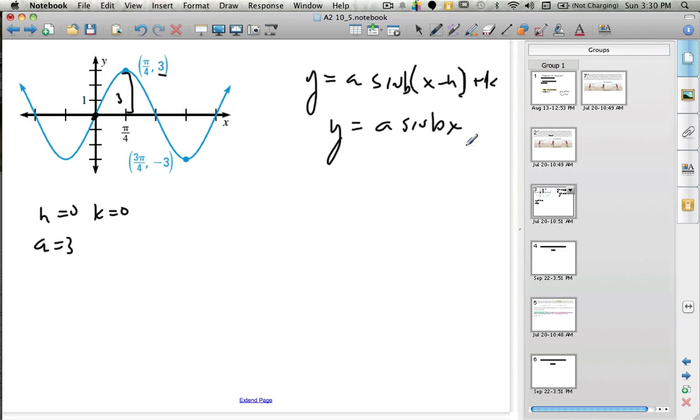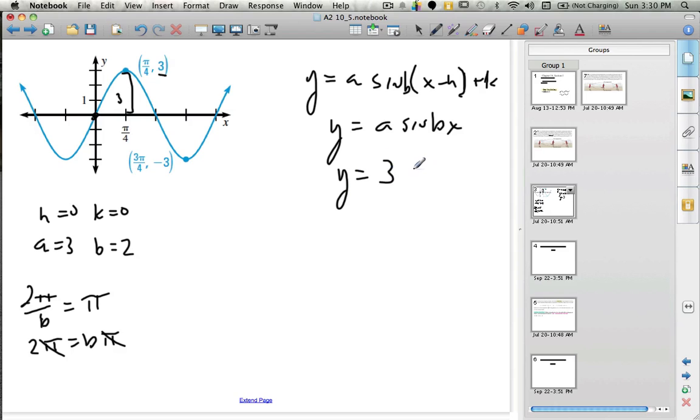If I want to find b, I know that 2 pi divided by b is equal to the period. And if I look at the period, it's pi over 4, 2 pi over 4, 3 pi over 4, 4 pi over 4, or just pi. All right, so if I multiply both sides by b, I'll get 2 pi is equal to b pi, and so b is equal to 2. And if I write this equation out, then it's y is equal to 3 times the sine of 2x.